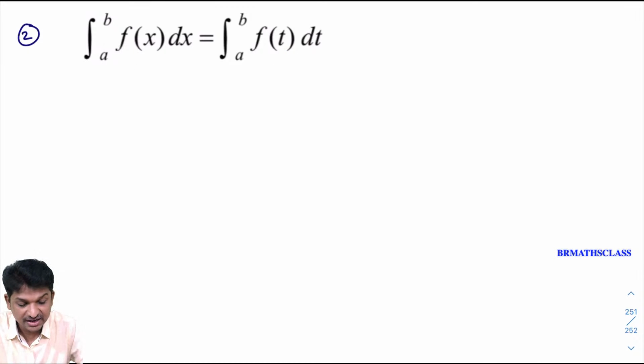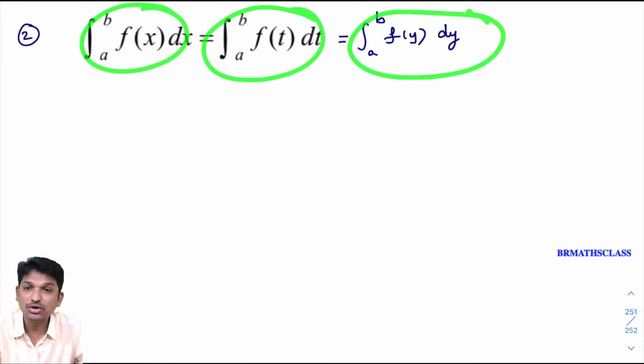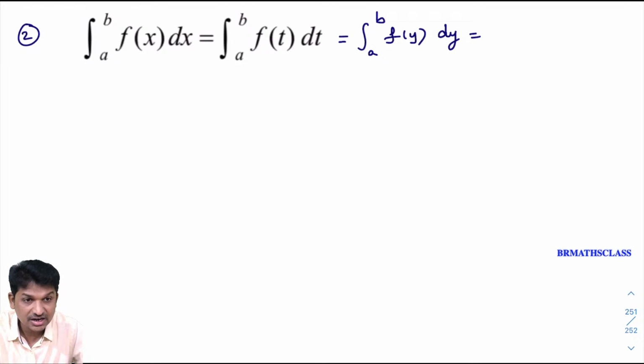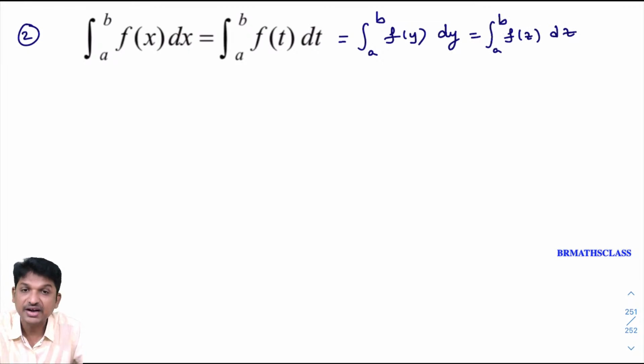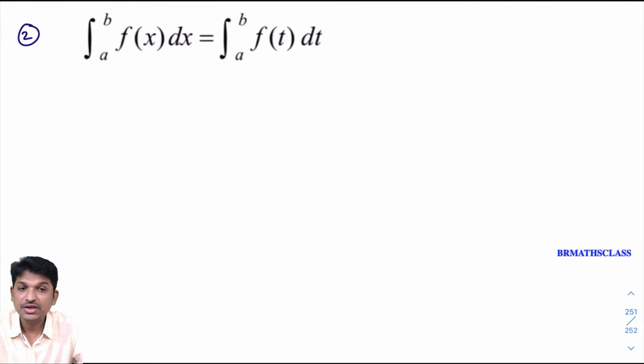Not only like this, I can write it like this also. This is equal to integral of a to b f of y dy. All these three are equal. Not only this, I can write this as integral of a to b f of z dz. Like this also I can write. So this property is one of the very useful properties. We use this property in the coming properties also.